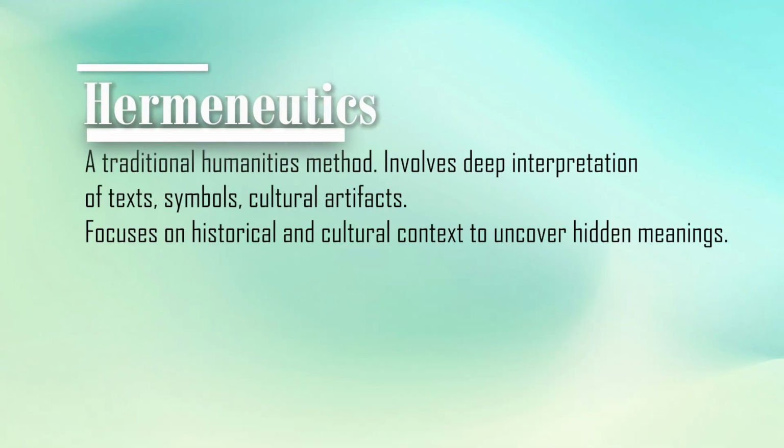The fifth one is hermeneutics, a traditional humanities method. It involves deep interpretation of text, symbols, and cultural artifacts. It focuses on historical and cultural contexts to uncover hidden meanings.